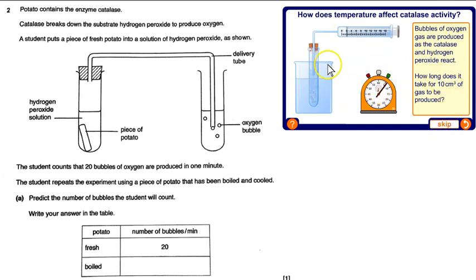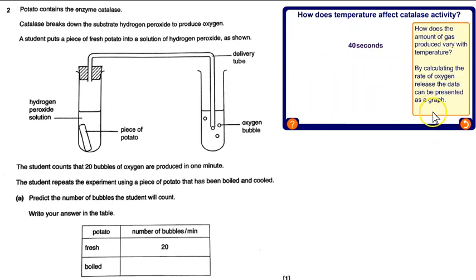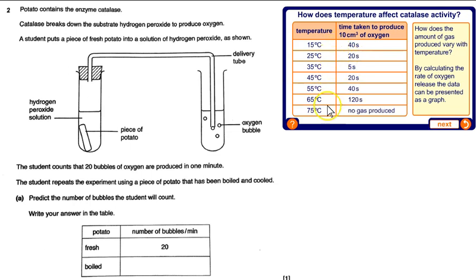Okay, so you can see all the bubbling, right? This bubbling is because the enzyme catalase reacts with H2O2, breaking it down to produce oxygen gas. So it took 40 seconds. Now I'm going to repeat the same experiment at different temperatures. Can you see that at one particular temperature, there is no gas produced? That means there are 0 bubbles, and that is at 75 degrees Celsius.